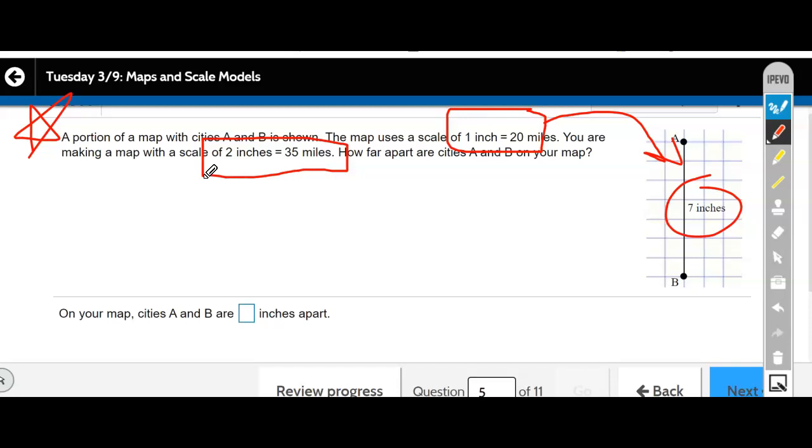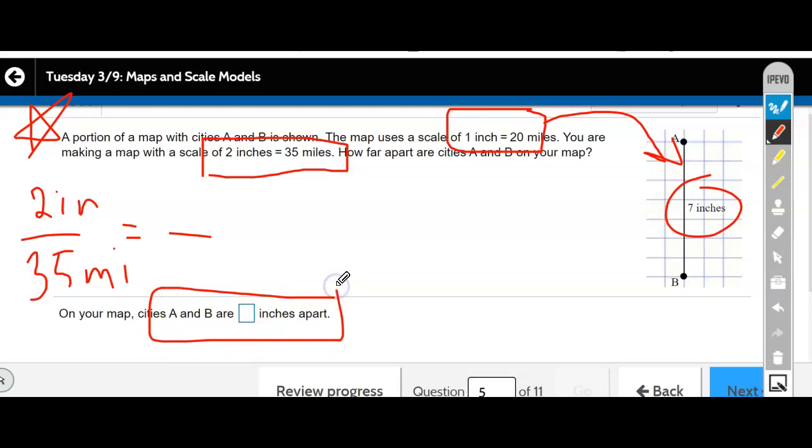So let's just think about this. If I'm making my own 2 inches over 35 miles, and I'm trying to figure out how far apart city A and city B are, that means I'm looking for the inches on my map. How far do I draw them in inches on my map? In order to do that, what do I need?